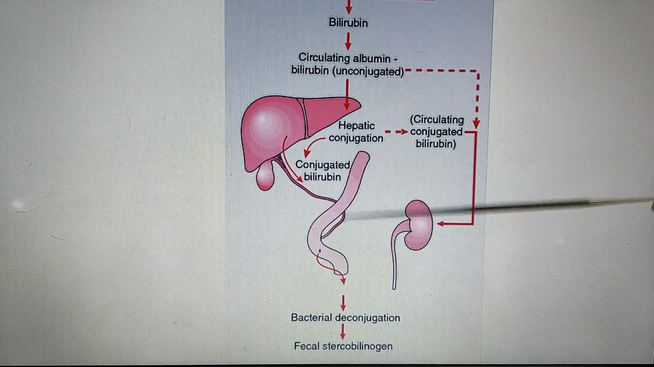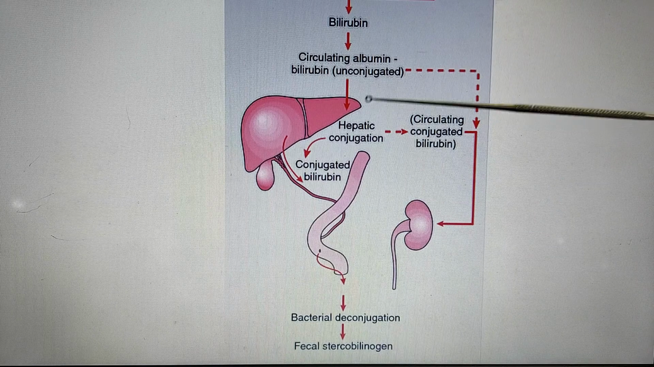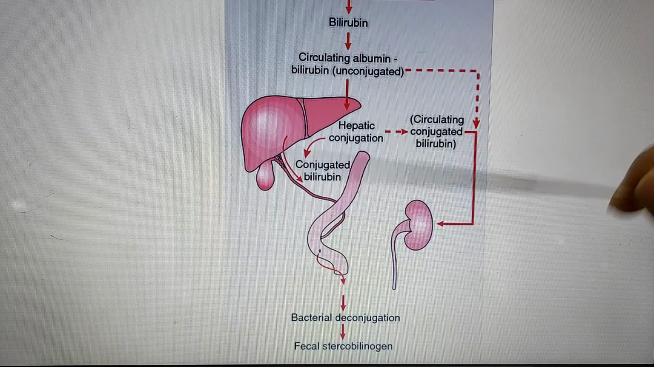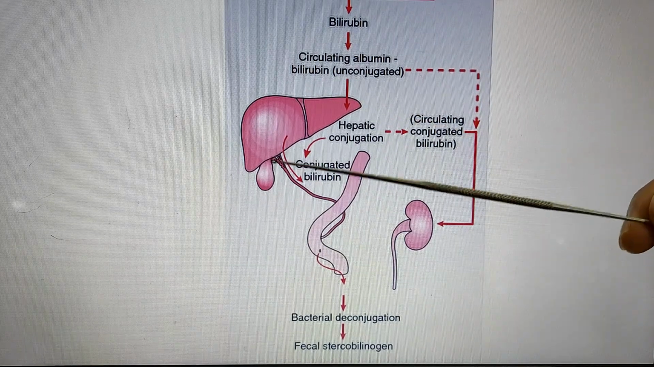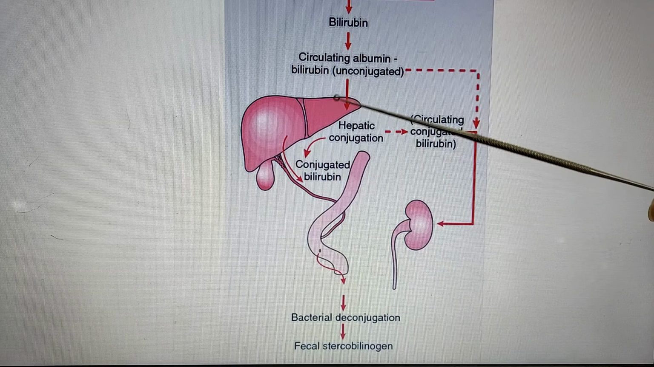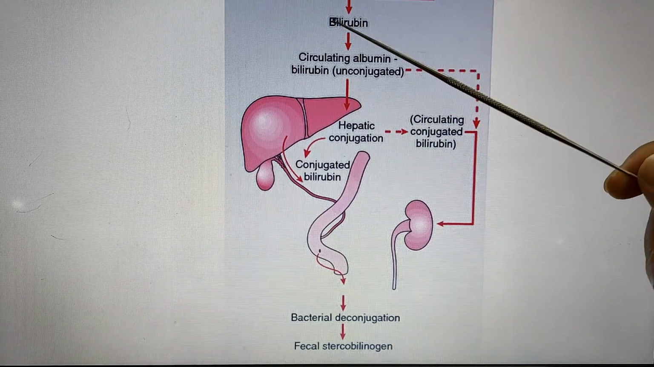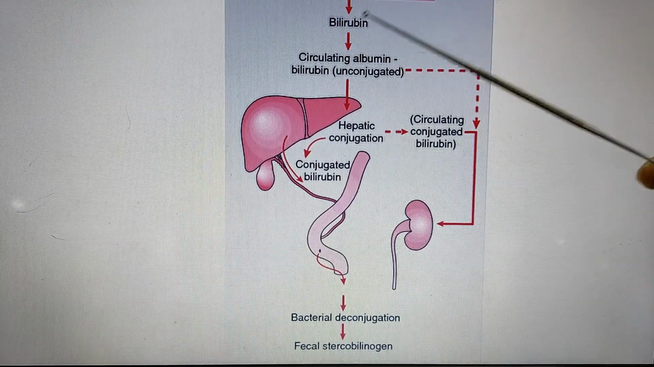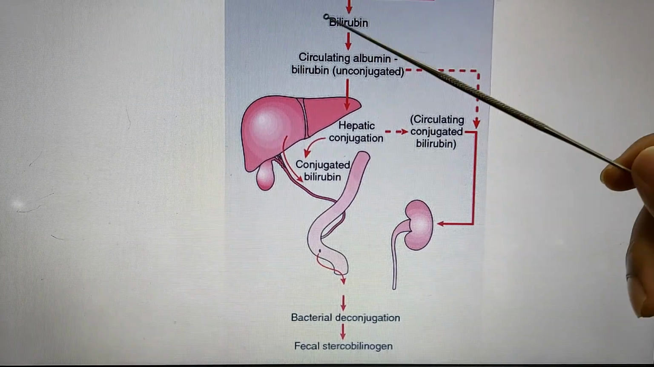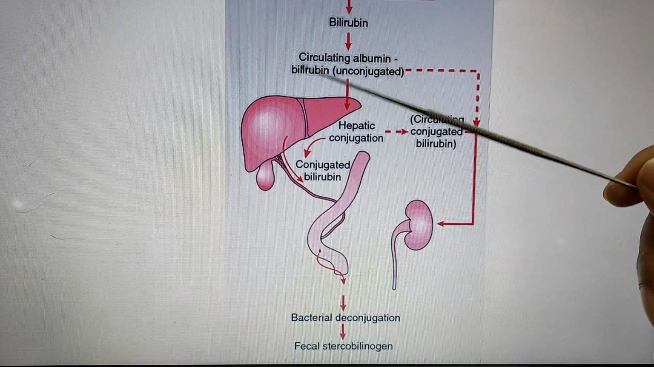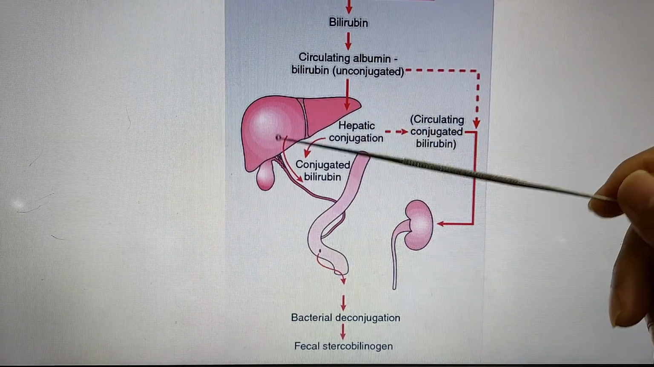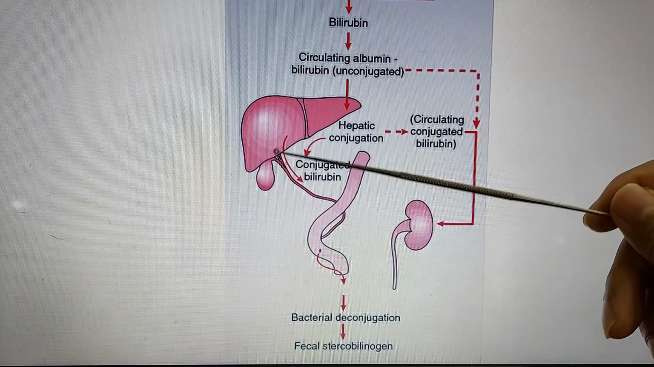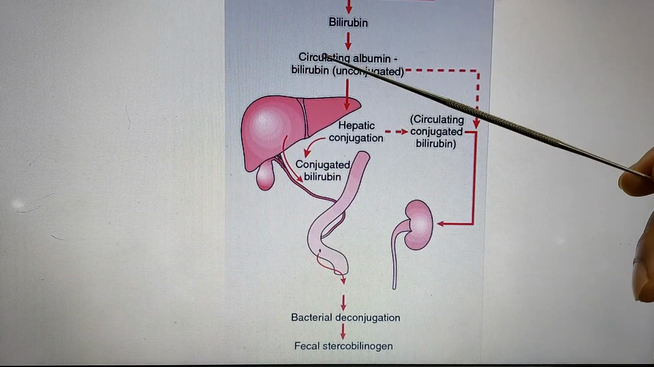This is the normal physiology of bilirubin. When there is pathology and there is more and more bilirubin, this clinical condition is known as jaundice. The bilirubin may be increased in the circulation due to increased production, or there may be an increase of bilirubin due to pathology in the liver cell, or there might be some pathology in the outflow of the liver that may cause increased bilirubin.